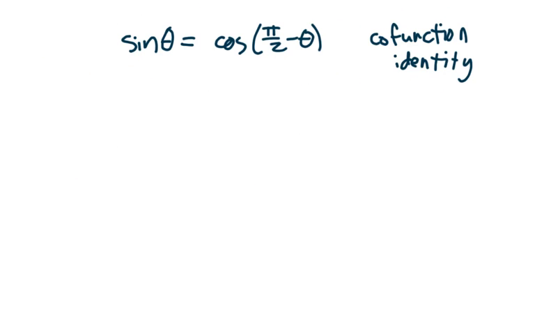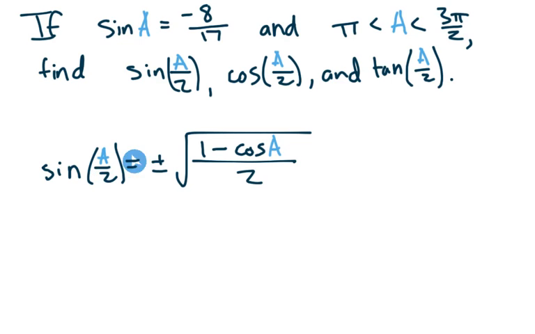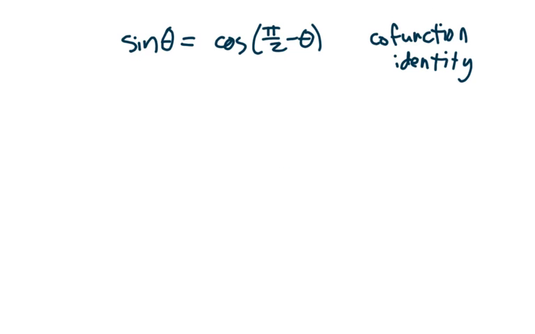If you said sine theta equals cosine of pi halves minus theta, a cofunction identity, this isn't quite what we wanted, because you'll notice that these angles aren't the same. That's kind of the point of the cofunction identity. These angles are complements, but these angles are supposed to be exactly the same. It says A and A. So this one's not going to work.